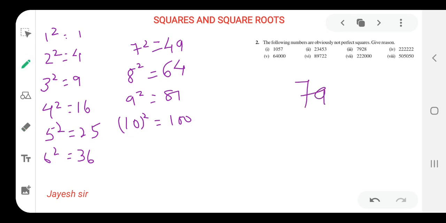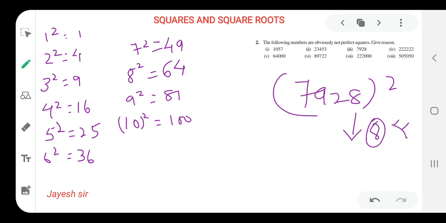And the third sum is 7928. Similarly, 8 cannot be at the unit place of any number's square. You cannot see 8. That's why I have written all the number squares over here, so that we can find and check whether we are getting it or not. 1, 4, 9, 16, 25, 36, 49, 64, 81 and 100. As we can see, 8 is not at anyone's unit place, that means it cannot be the square of any number. Similarly, for the next sum we are going to solve.